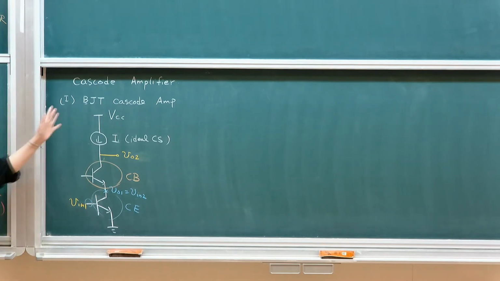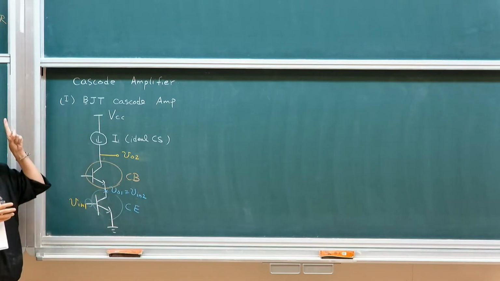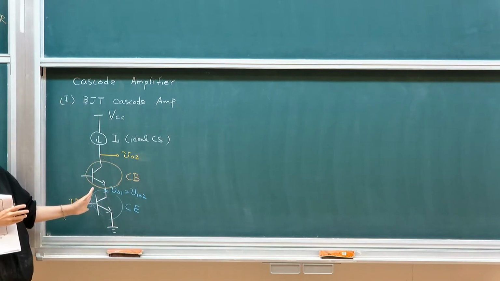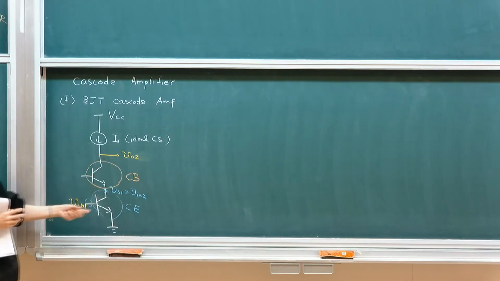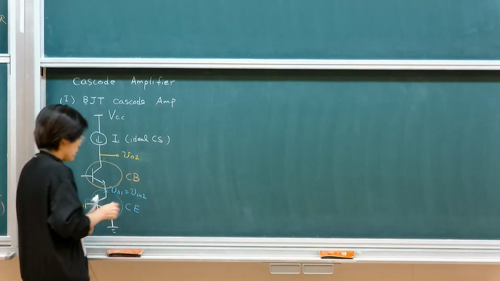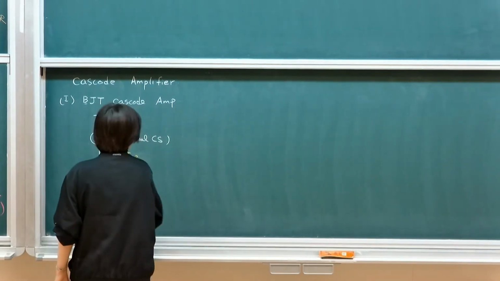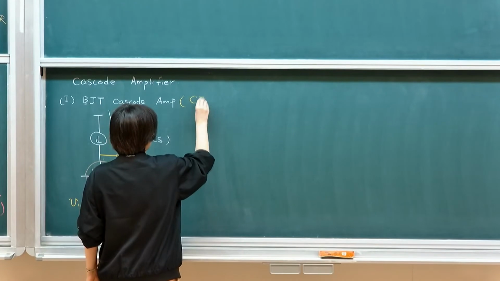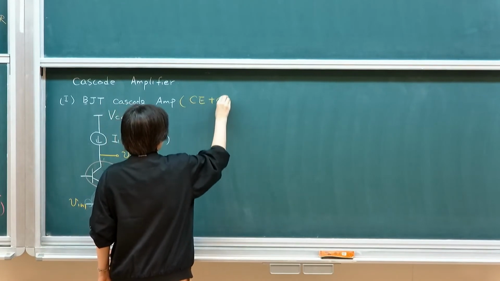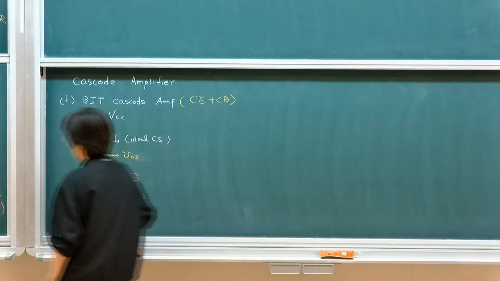One stage, even though we typically call it single stage because one biasing typically refers to a single stage, but you can look at it as a CE plus... So it's essentially a common emitter plus a common base. Okay?